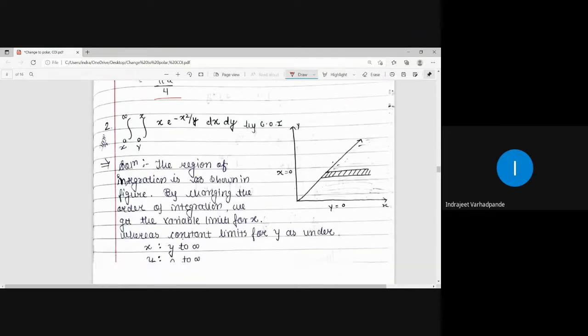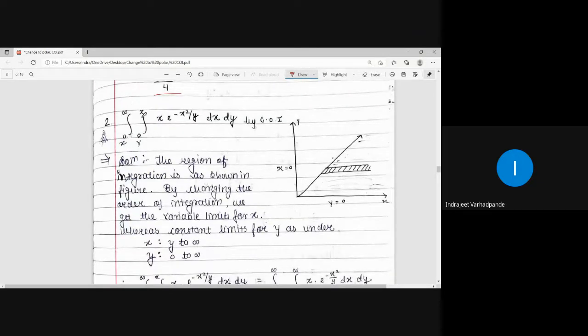The next example: integral 0 to infinity, 0 to x, x into e to the power minus x square by y, dx dy, by change of order of integration. These limits are appearing in x, means those represent y.